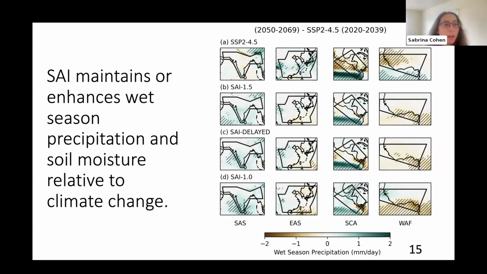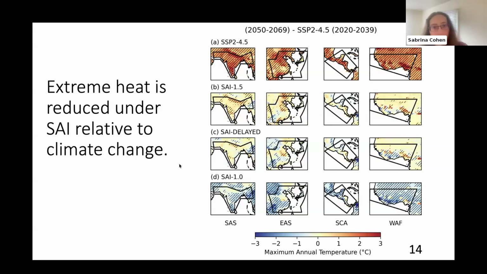All right, next big idea. SAI maintains or enhances wet season precipitation and soil moisture in these regions, and I emphasize, in these regions, relative to climate change. So if I go back here briefly, we can see that among all four regions, the tendencies are pretty much the same, right? Under the climate change scenario, there's an increase in extreme heat, and under the cooling scenario, we see a decrease in extreme heat. We can see that each region is pretty much similar.